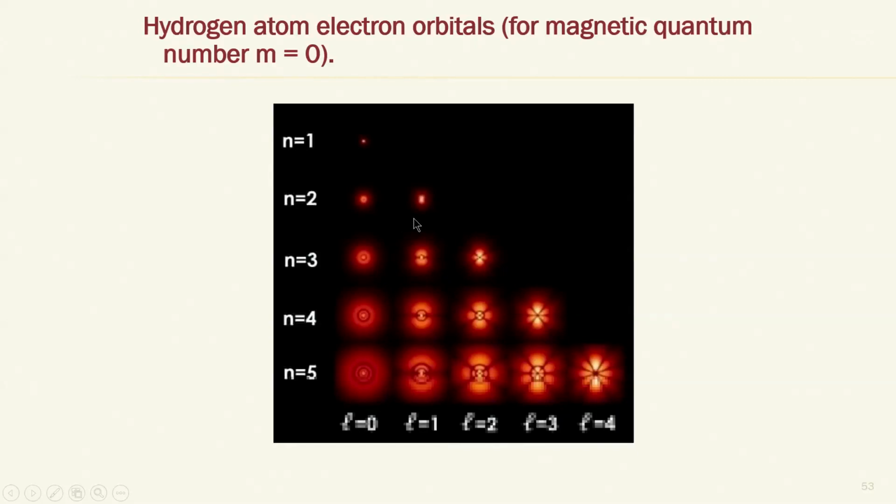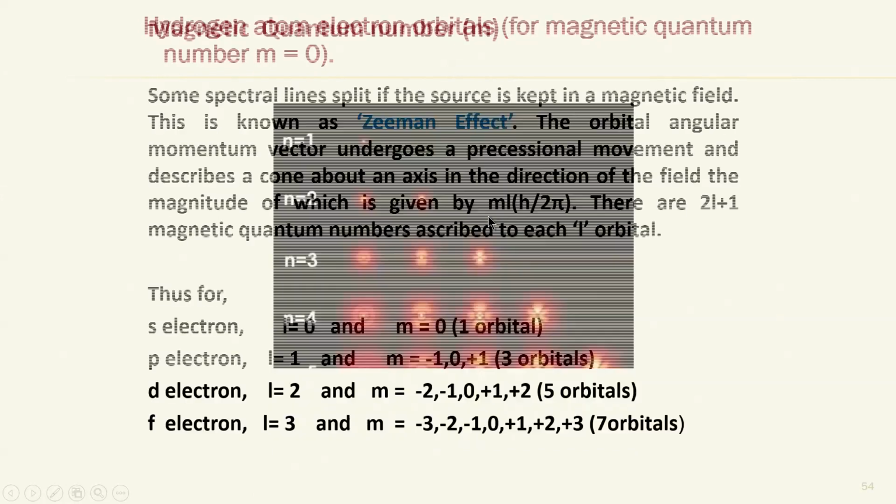Therefore, I have the orbitals when L is equal to 1, I have an orbital arising from n is equal to 2, orbital arising from n is equal to 3, orbital arising from n is equal to 4 and orbitals arising from n is equal to 5. Similarly, when L is equal to 2, L is equal to 3, L is equal to 4, all these possibilities are there with respect to the electronic orbitals.